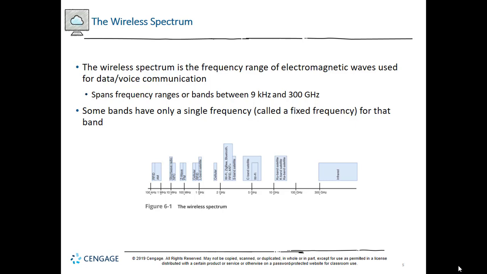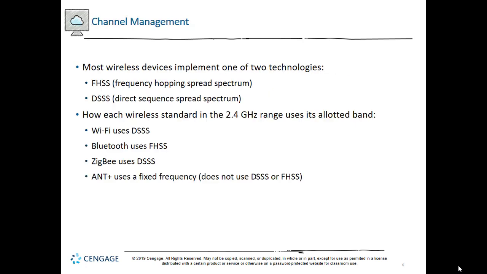So let's look at how the channels are managed, and that's really how we keep all these different frequencies from stepping on each other's toes. A band used by a wireless device is defined by its overall frequency range. To allow multiple devices to share the same band, the band is divided into channels. And channels are further subdivided into what we call narrowband channels.